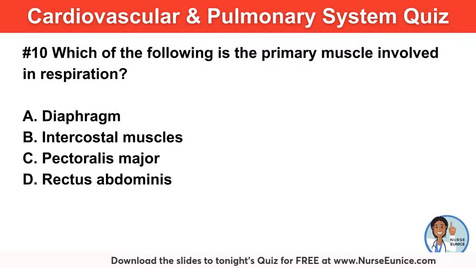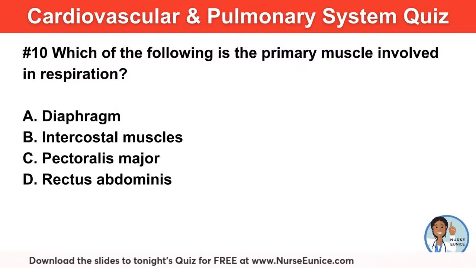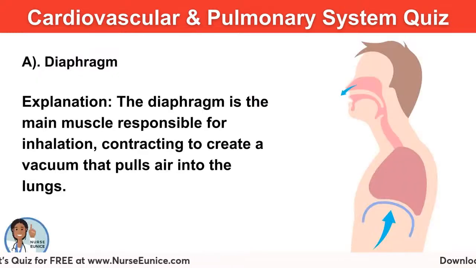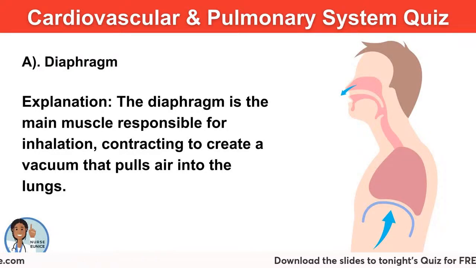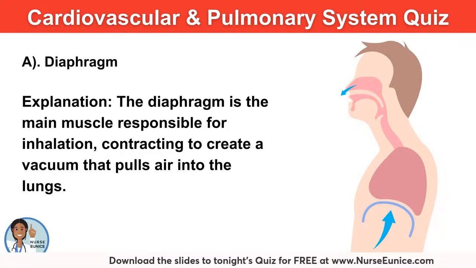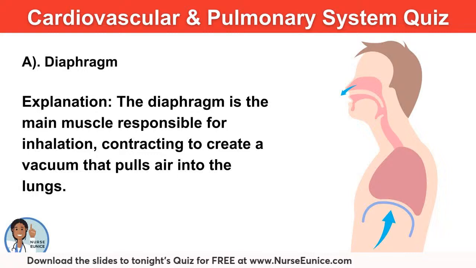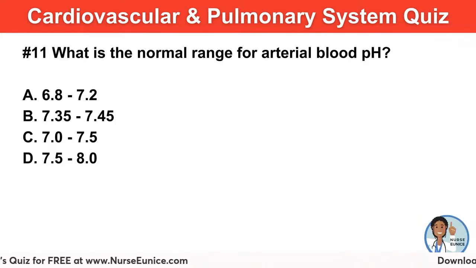And yes, Christine, Nevron, looks like Nibi, Tamika. If you all said A, you got it right. So the diaphragm is the main muscle responsible for inhalation, contracting to create a vacuum that pulls air into the lungs. And in the image, the arrow represents where the diaphragm is located.